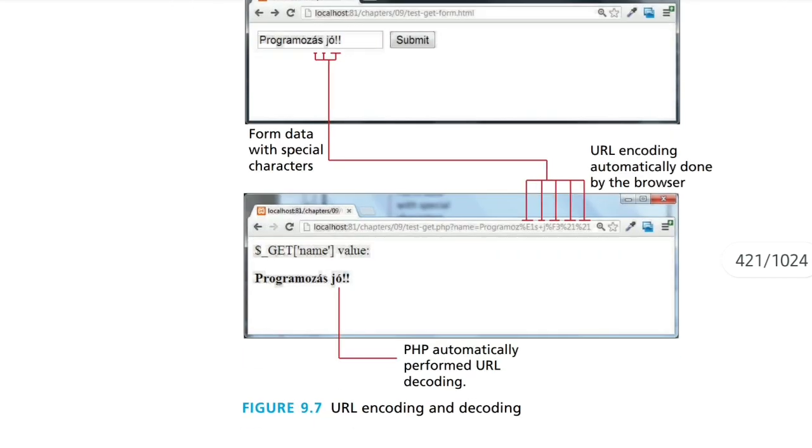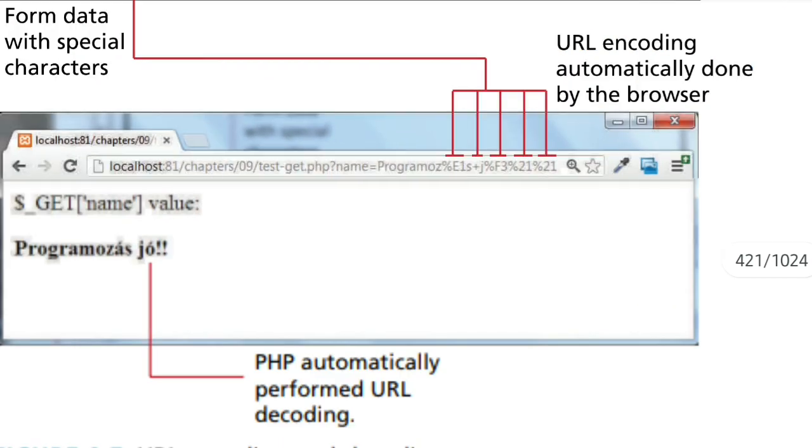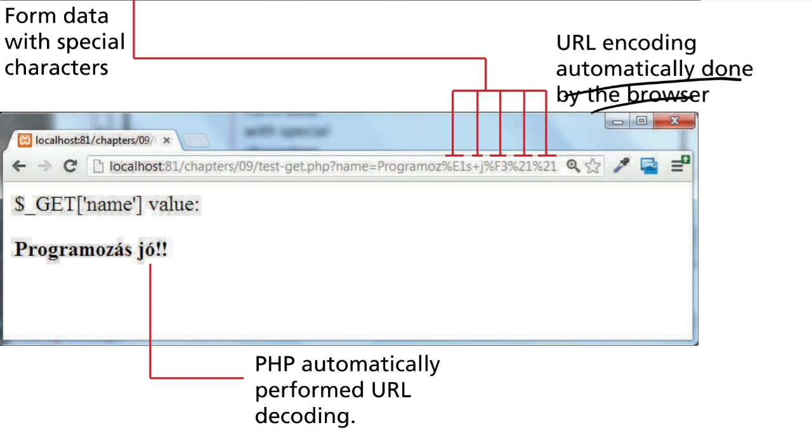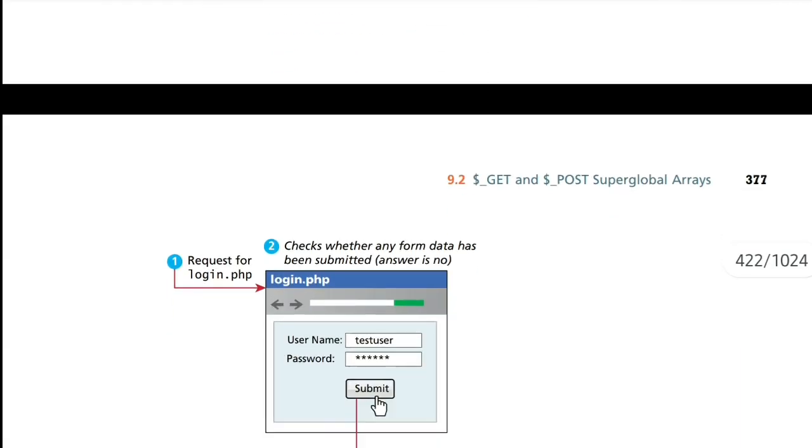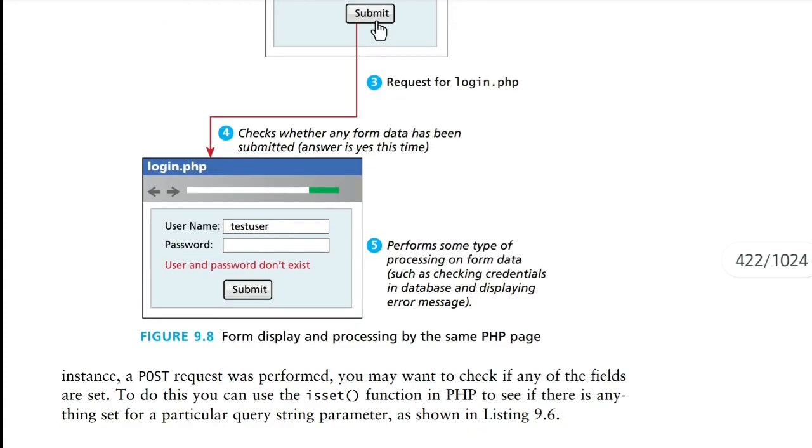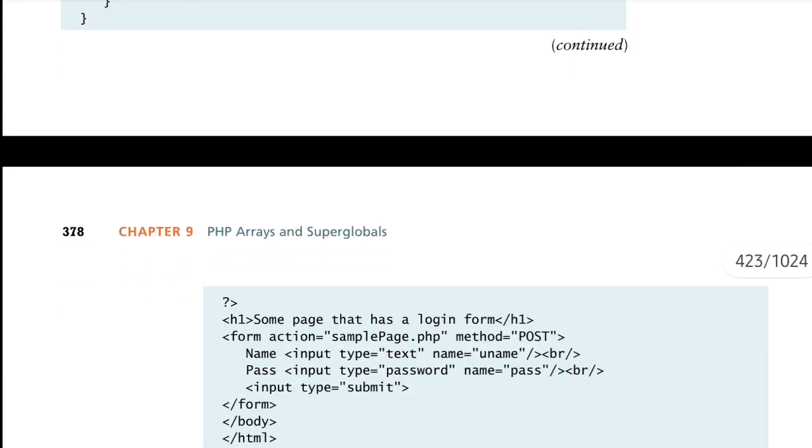Okay, so see here, URL encoding is automatically done by the browser. So when you pass this one, something else is written here. This is an unreadable format, and this will be decoded and shown here. Okay, that's what happens. And here also it's the same thing.